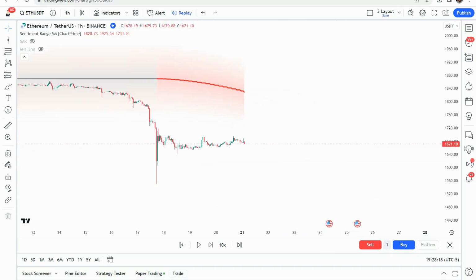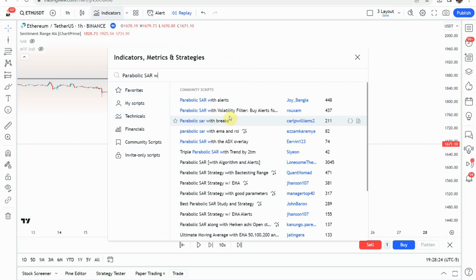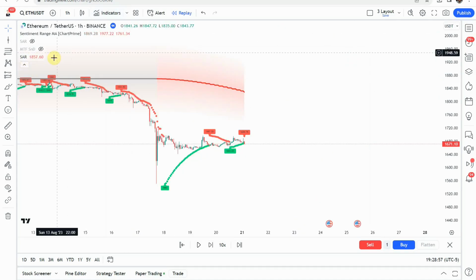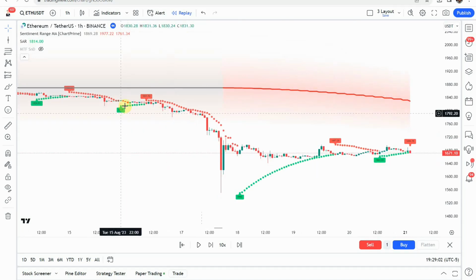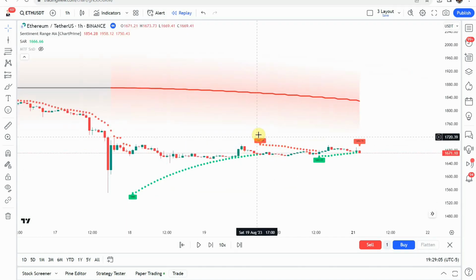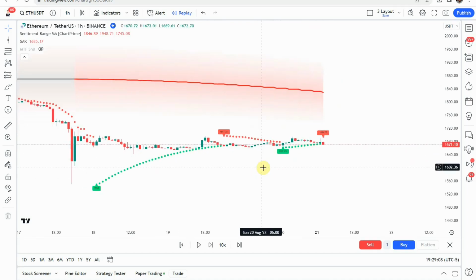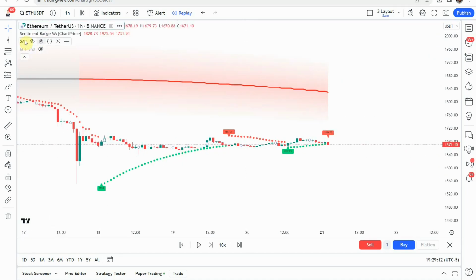The next indicator that you are going to put on screen is the parabolic SAR with alerts, and that's going to be this one right here. I'll go ahead and exit out of that one and turn this one back on. This one's a pretty simple indicator. It's basically giving us our red and green buy and sell tags, and the settings on this are left on the default.